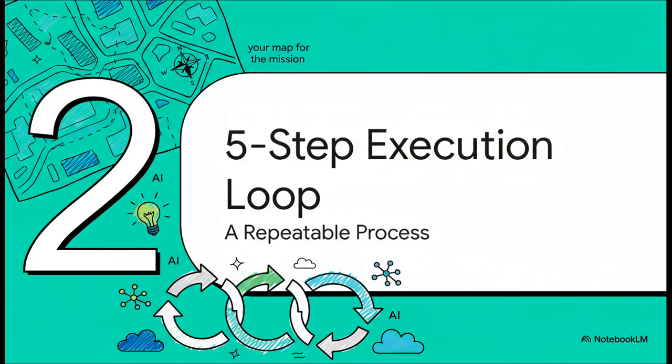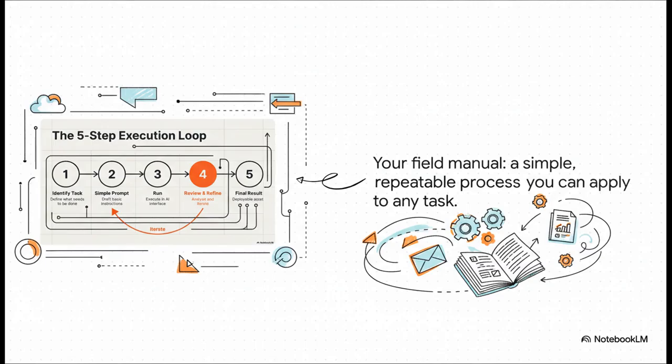So how do we actually get there? Well, we're not just going to wing it. We're going to use a simple, repeatable framework. Think of it as your map for this mission. It's called the 5-step execution loop. And here it is. This is your field manual. It's a straightforward process you can use for pretty much any task you can think of, whether it's a quick email or a really complex report.